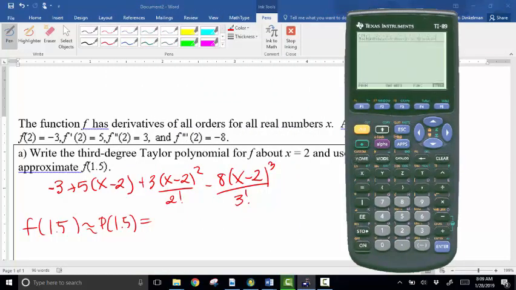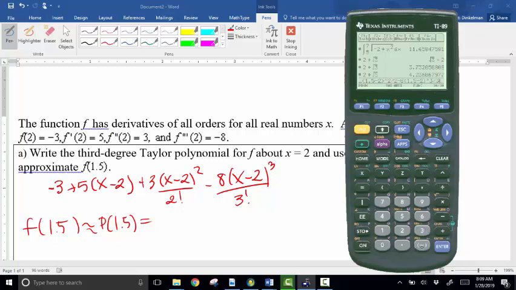Okay, so we're going to have -3 plus 5 times 1.5 minus 2 plus 3 times 1.5 minus 2 squared. And I'm not going to do divided by 2 factorial since that's just 2. And then minus 8 times 1.5 minus 2, that's cubed. And that's just 3 factorial. Remember, that's diamond divide, or you can, I guess maybe I'll show you. Diamond divide would give me the factorial there.